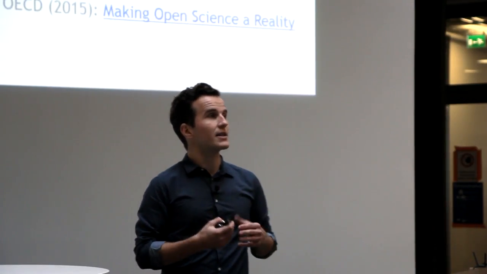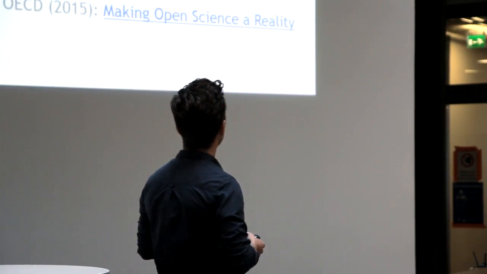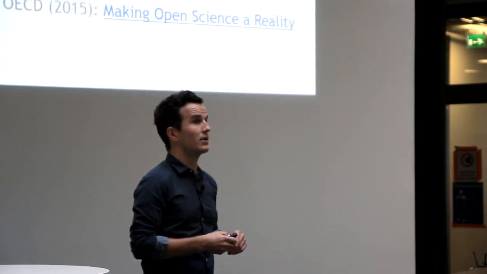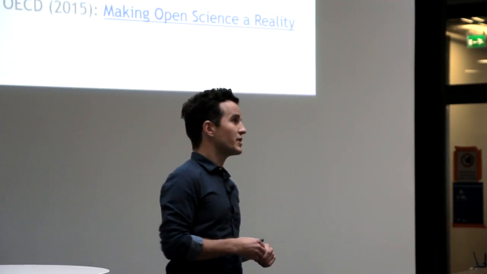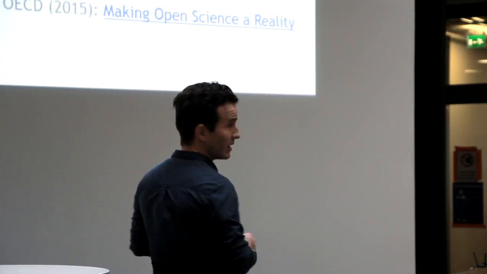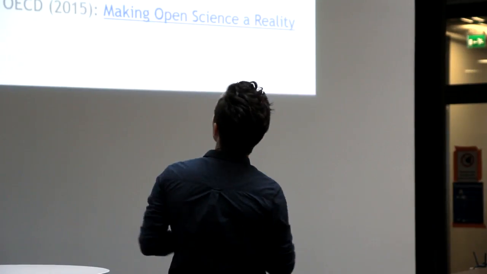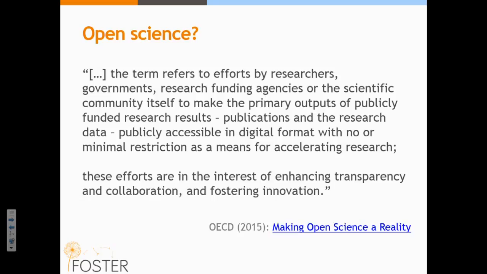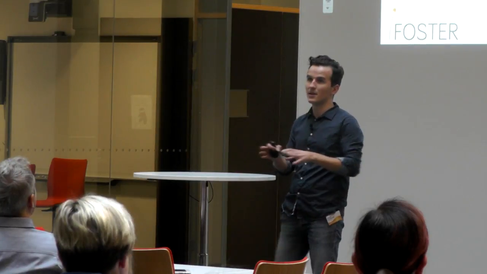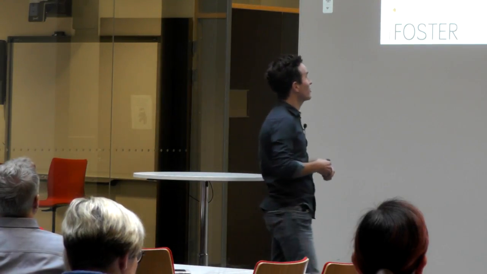Now, of course, there are some more down-to-earth definitions of open science. Here's one by the OECD, which is a nice definition, I think. So bear with me, I'm just going to read it out loud. The terms referring to efforts by researchers, governments, research funding agencies, and the scientific community itself to make the primary outputs of publicly funded research results, including publications and research data, publicly accessible in digital format with no or minimal restrictions as a means for accelerating research. I would have used a couple of periods there, but that's okay. It has very important points in it.